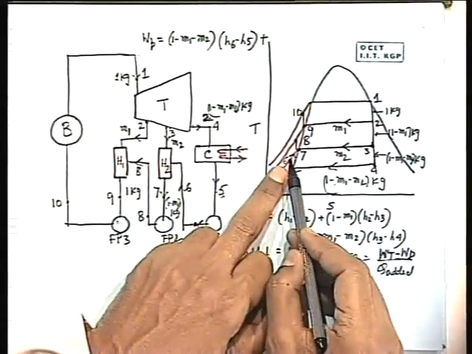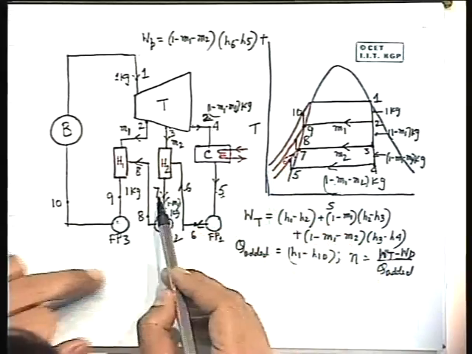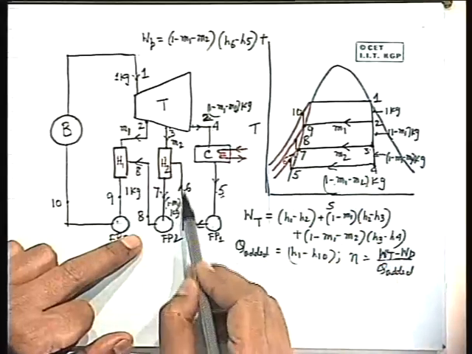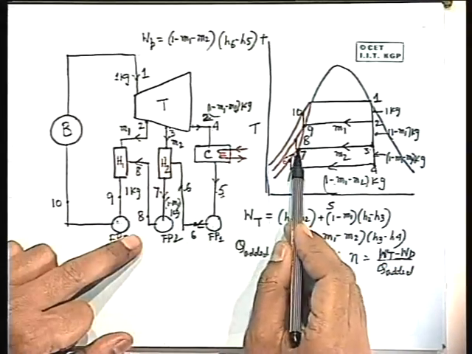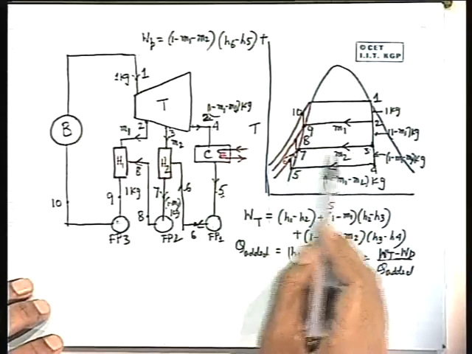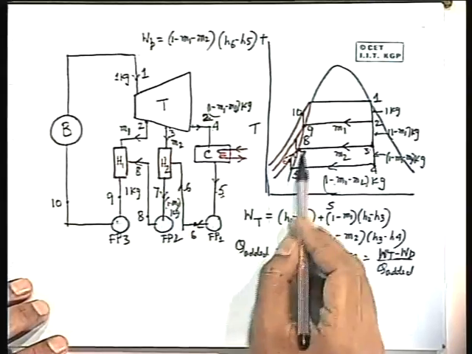Now here 1 minus M1 minus M2 mixes with M2. So at 7, that means M2 steam is cooled and 1 minus M1 minus M2 steam is heated. It is heated to saturated liquid, it is cooled to saturated liquid. That means it is condensed, it is sensibly heated to its saturated temperature, so that it becomes 1 minus M1.